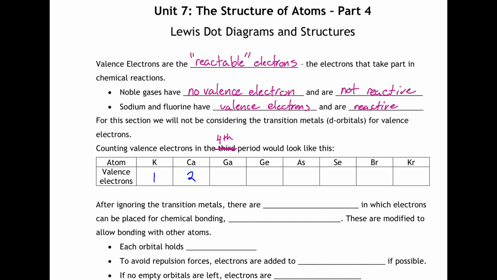And remember, we're skipping all the transition metals: scandium, titanium, vanadium, and all those other fun ones. Going right to gallium, which has 3. We figured this out yesterday. At the end of yesterday's lesson, we did gallium as an example, and we found it had 3 valence electrons: 2 in the s and 1 in the p. And so we can keep counting, 4, 5, 6, 7.